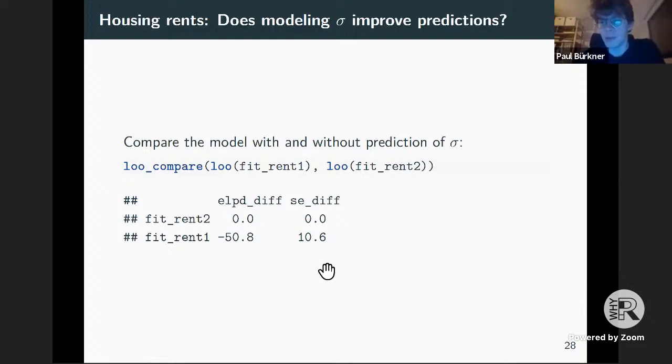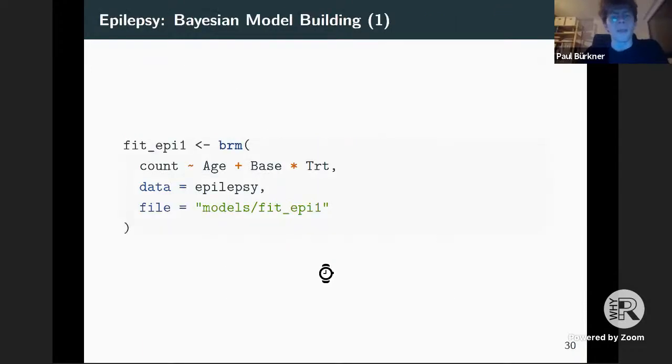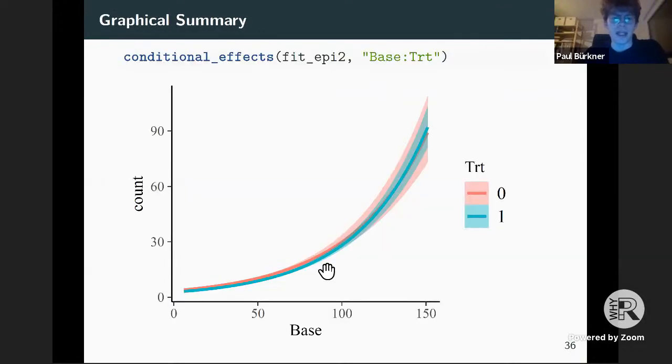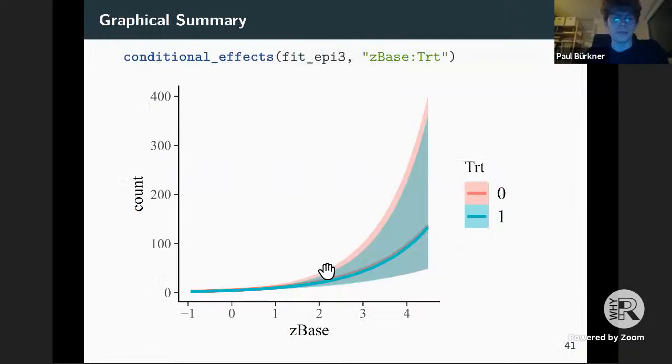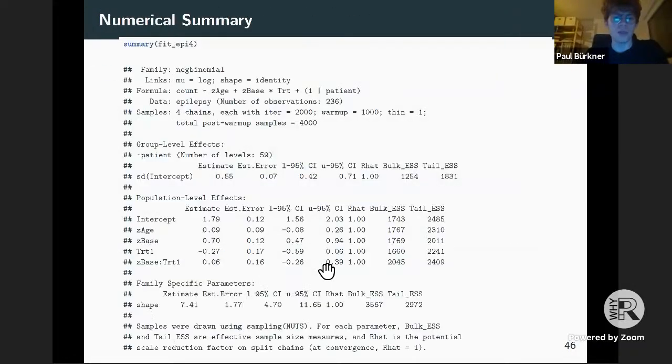And so in this case, we would be quite sure that at least when we look at Buerkner cross-validation performance, the model not only predicting the mean, but also predicting the residual standard deviation actually is better. I'm going to skip that case study so to come to an end soon.